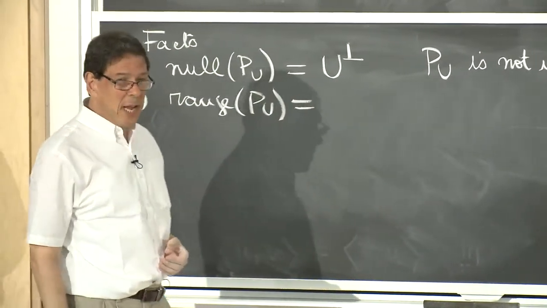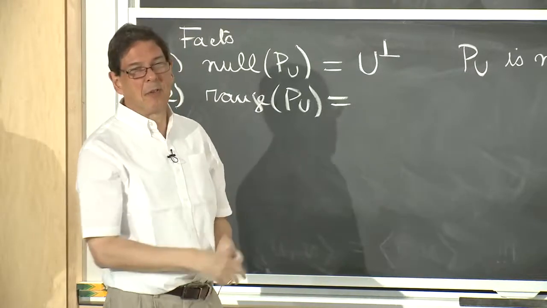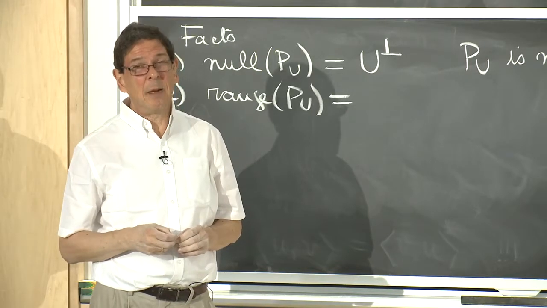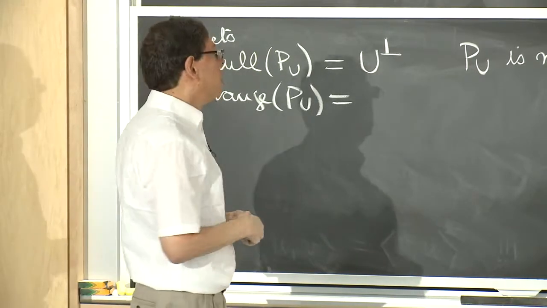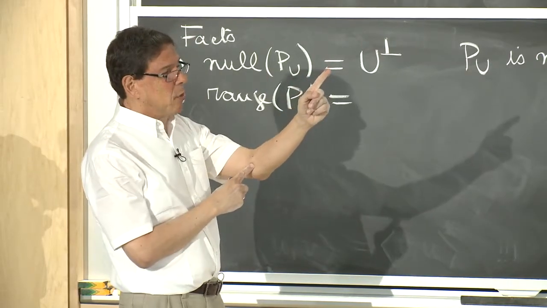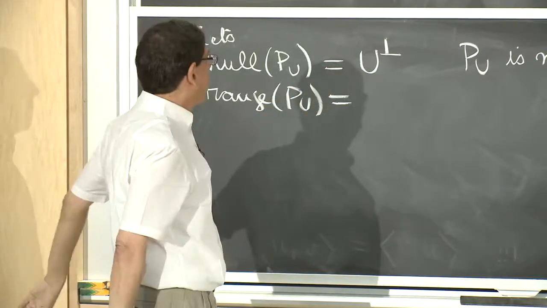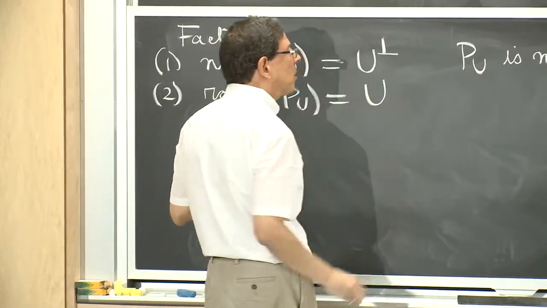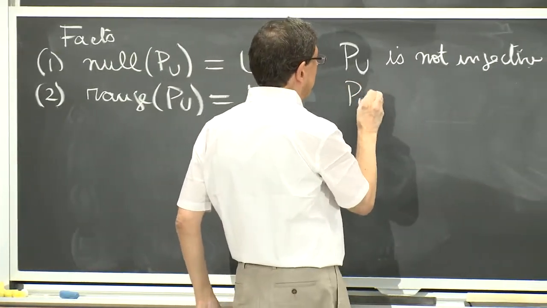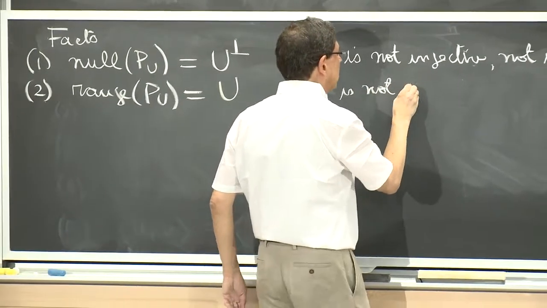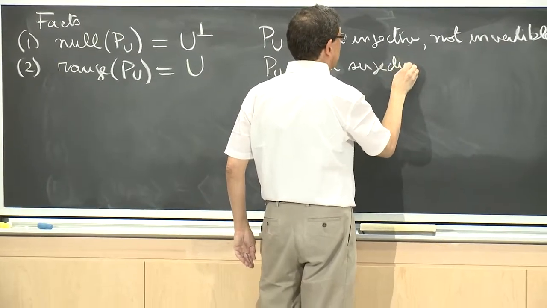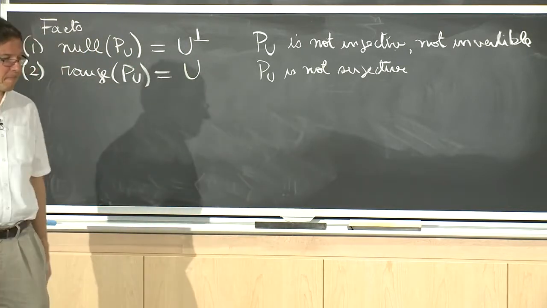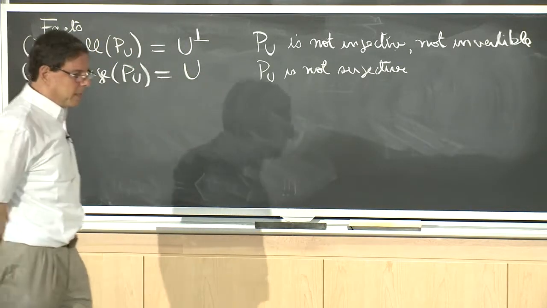Well, the range of P_U is all those vectors that you obtain after you act with the operator P_U. And you certainly can obtain any vector in U, because if you apply the projector to any vector in U, you get that same vector. So the range of P_U is U. So P_U is not surjective. The range of P is not the full space. Two important properties.